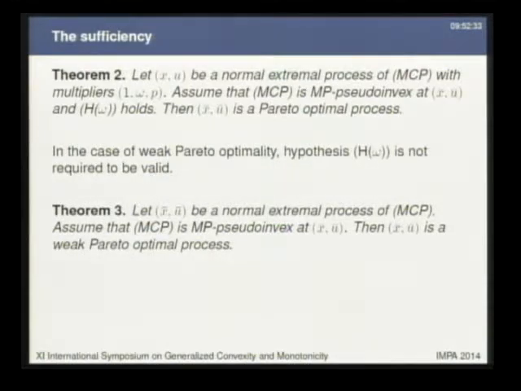These are the theorems where we have the sufficiency of the MP pseudo-invexity. So let x bar u bar be a normal extremal process of the problem with multipliers 1, omega, p. Assume that the problem is MP pseudo-invex at x bar u bar and H of omega holds. Then x bar u bar is a Pareto optimal process of the problem. In the case of weak Pareto optimality, this hypothesis is not necessary, so we have exactly the same theorem, but for weak Pareto optimal process.